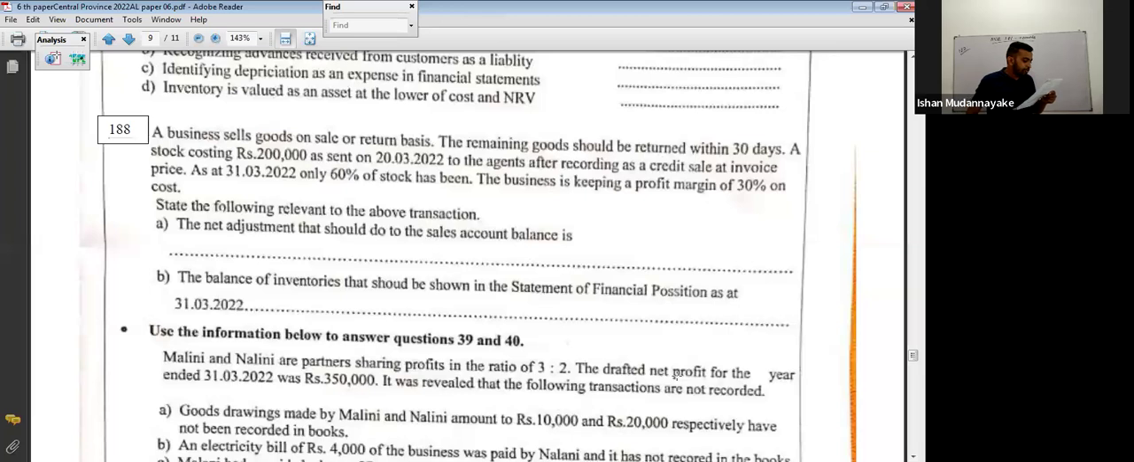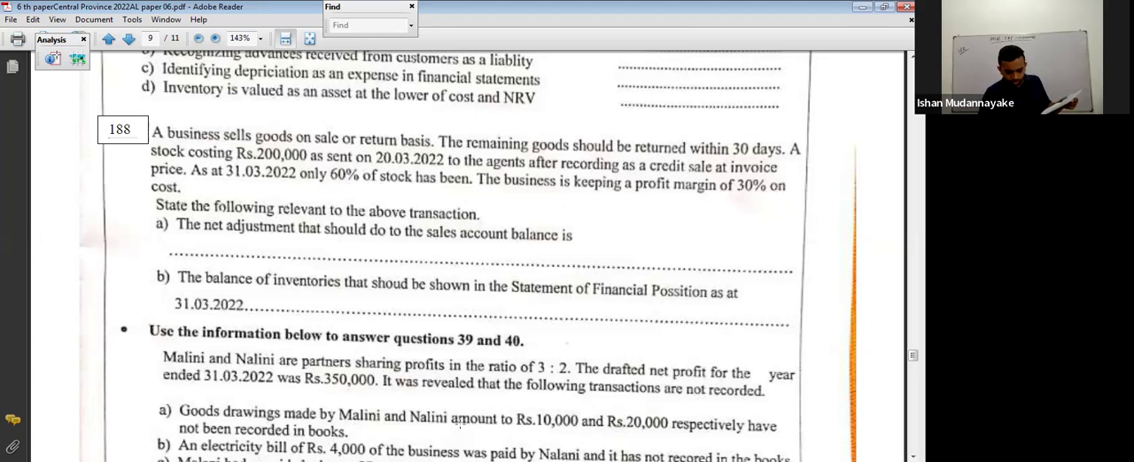A business sells goods on sale or return basis. They try to sell, and if not, the remaining goods should be returned within 30 days. If you can't sell within 30 days, return the stocks. Stock costing 200,000 was sent on 20th March 22 to the agent after recording as credit sales at invoice price. As of 31st March 22, only 60% of stock has been sold.